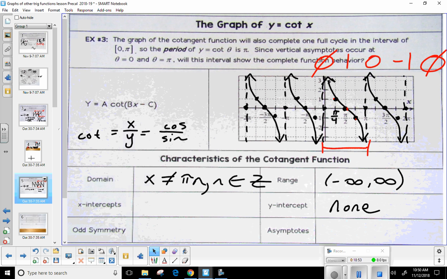Now, if I already have that domain, that does give me something else. Because what did we just identify the locations of? The asymptotes. So I'm going to write the exact same thing here. I'm just going to say x equals instead of not equals this time. So the asymptotes are always located at multiples of pi, so long as n is an integer. Okay.